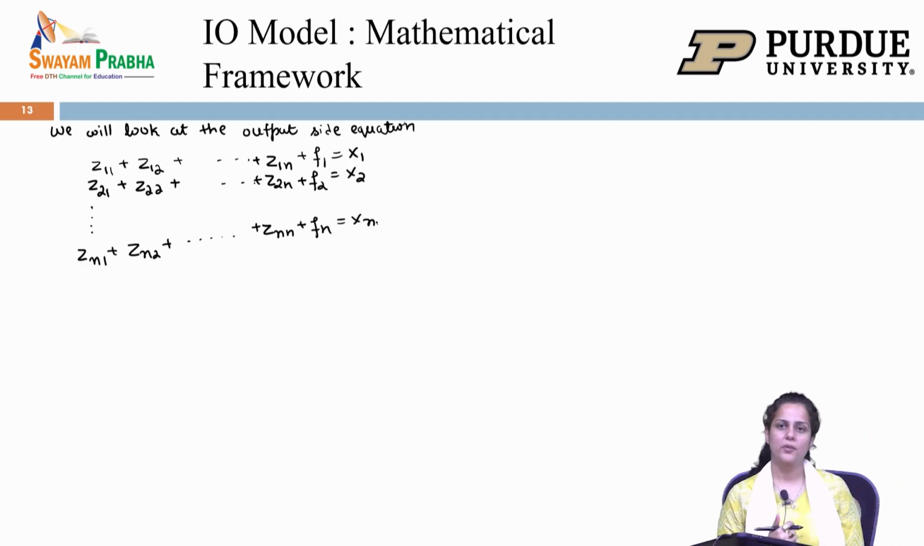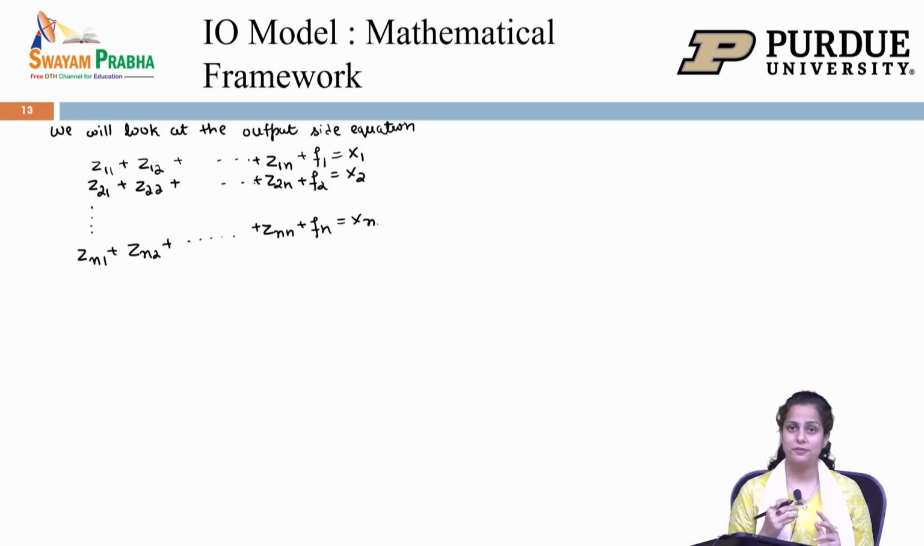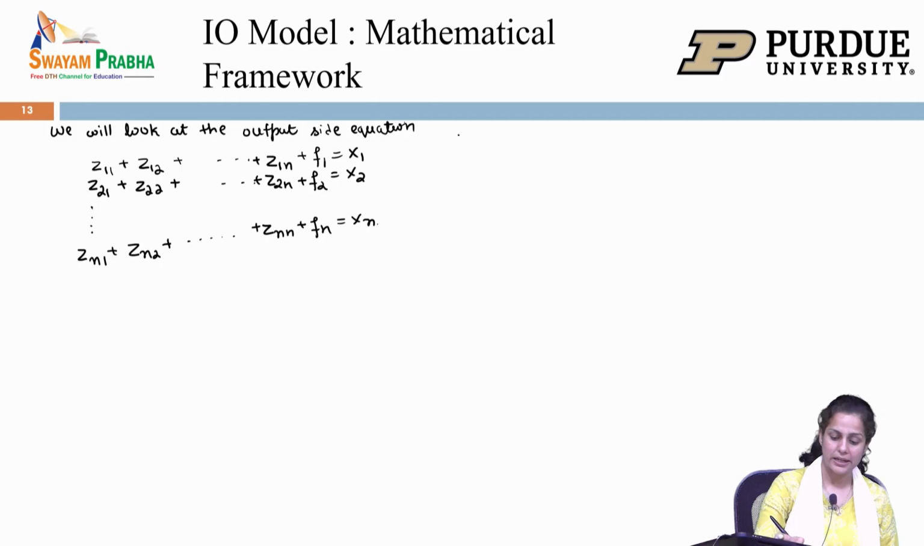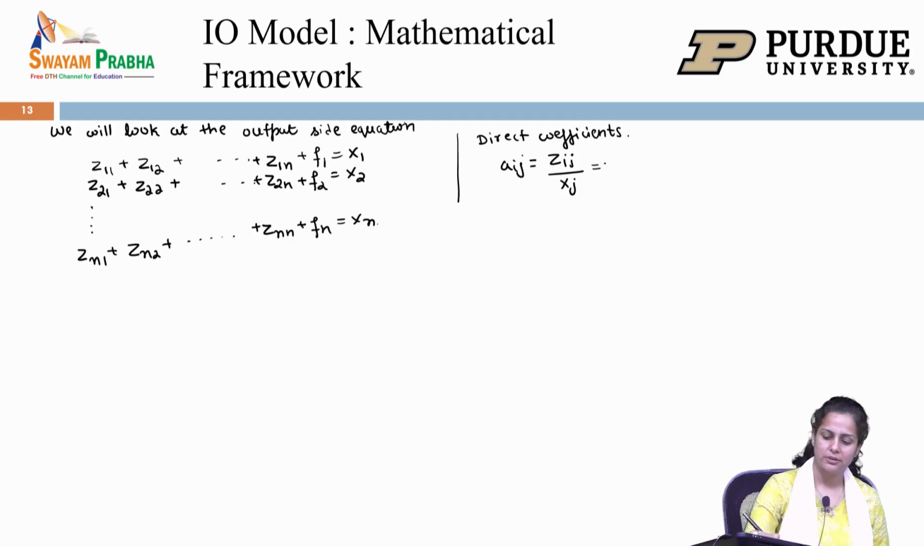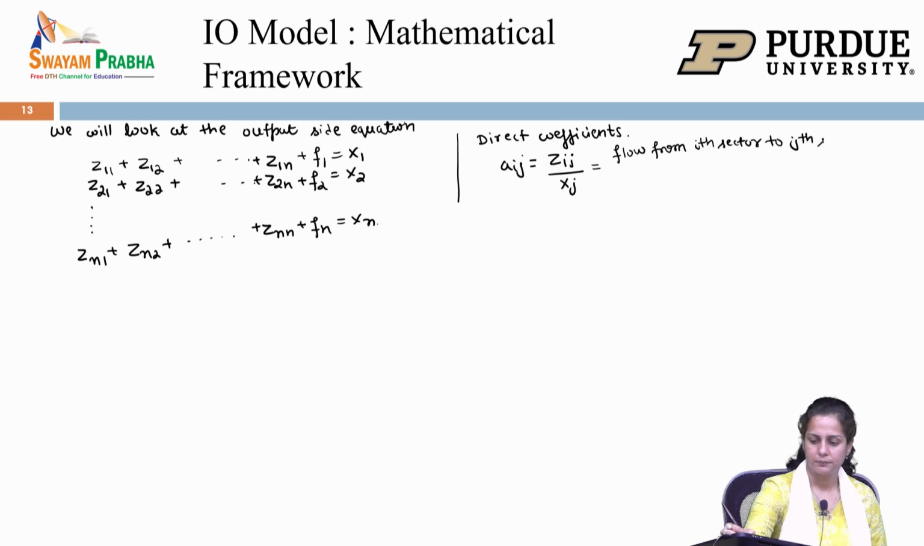Okay. So here the first step in getting the Leontief model is defining what we call direct requirements or direct coefficients. The way these coefficients are defined is Aij is equal to Zij divided by xj, which means that the numerator is the flow from the ith sector to the jth sector, and the denominator is the total output in the jth sector.